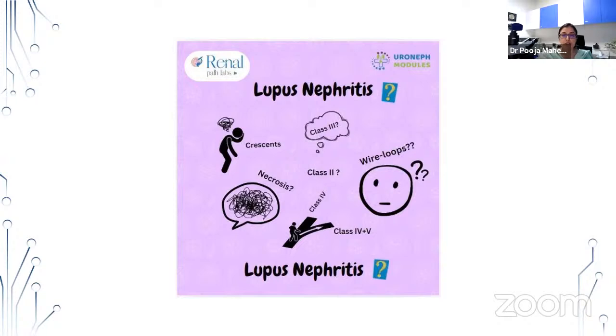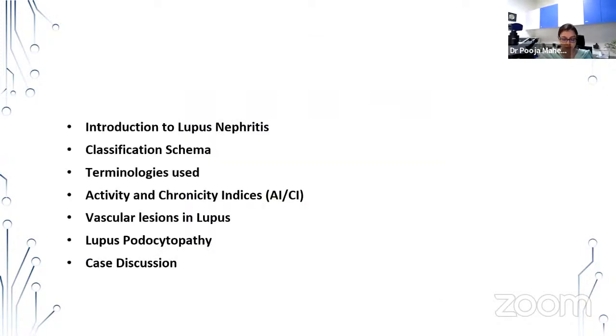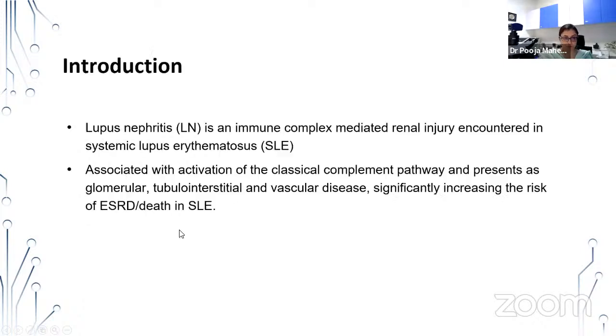So I will just try to relieve some of the tension to report lupus nephritis cases, and my main focus will be on histopathology, including light microscopy and DIF. So we will discuss introduction, classification schemas, terminologies used, activity and chronicity indices, vascular lesions in lupus, briefly about lupus podocytopathy, and some case discussion.